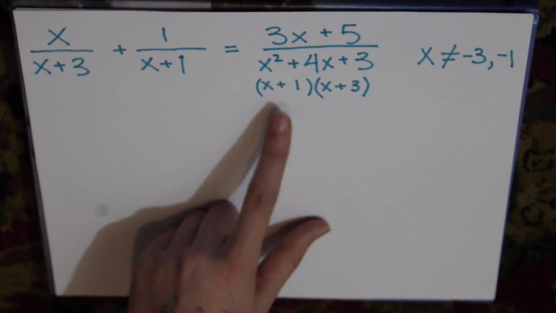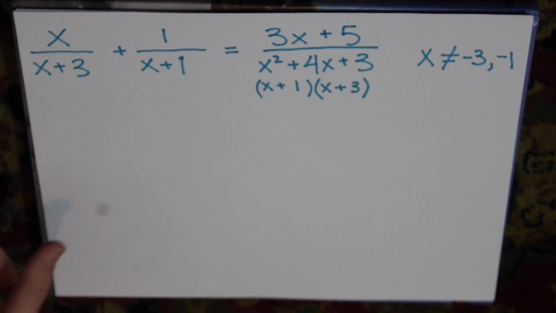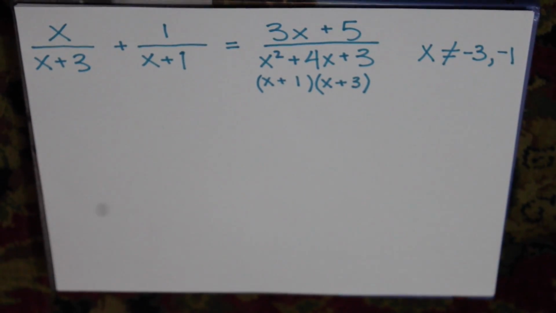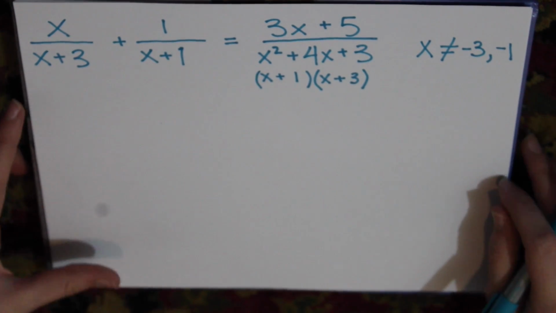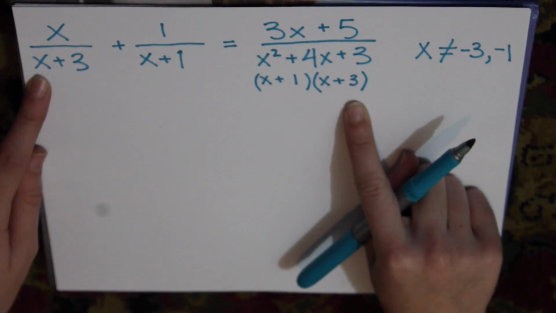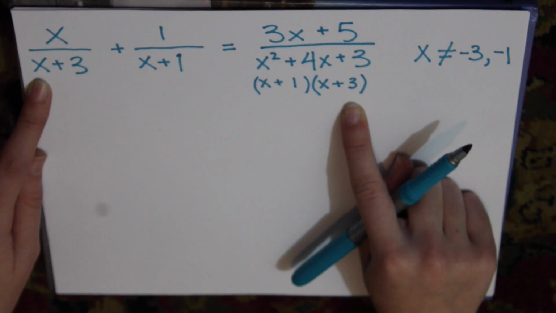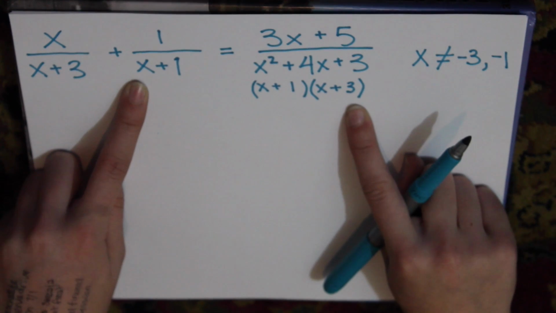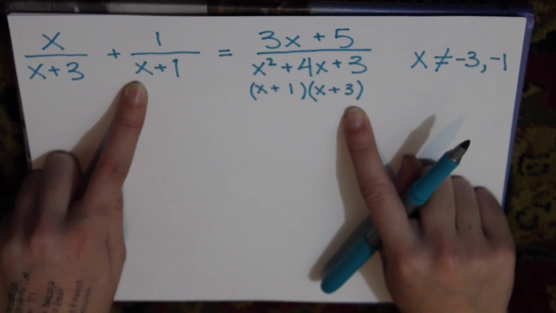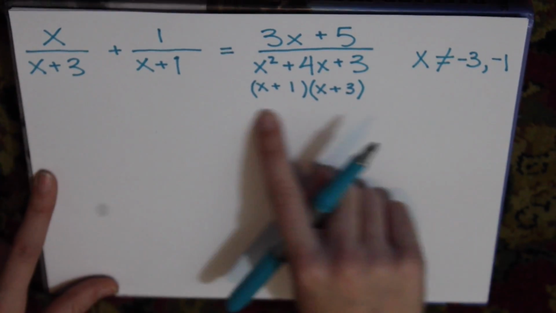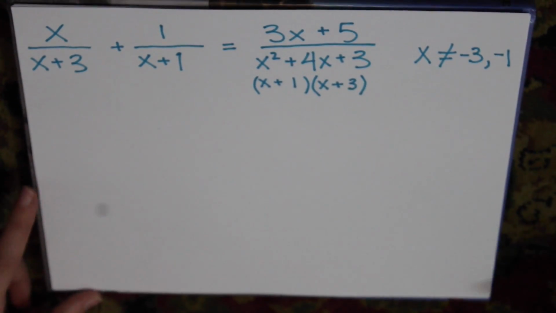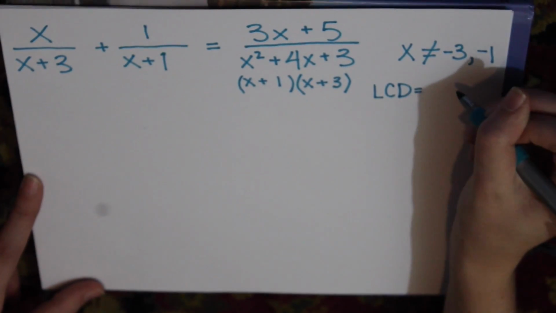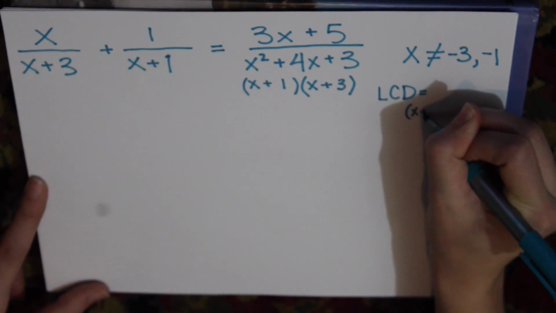Our next step is finding the lowest common denominator. It's a number or algebraic expression we can turn each denominator into by a multiplication process. So you see we have an x plus 3 on the left and an x plus 1 times x plus 3 on the right. You can turn the left into the right by multiplying it by x plus 1. Looking at x plus 1, you can also turn that into the right by multiplying by x plus 3. So the lowest common denominator is x plus 1 times x plus 3.